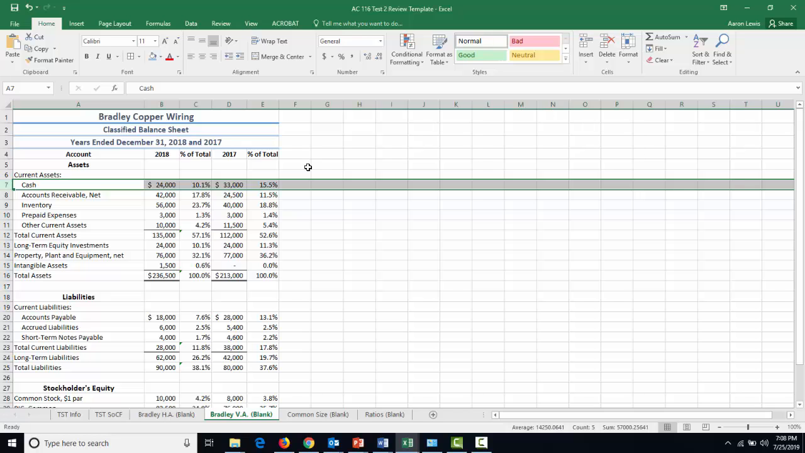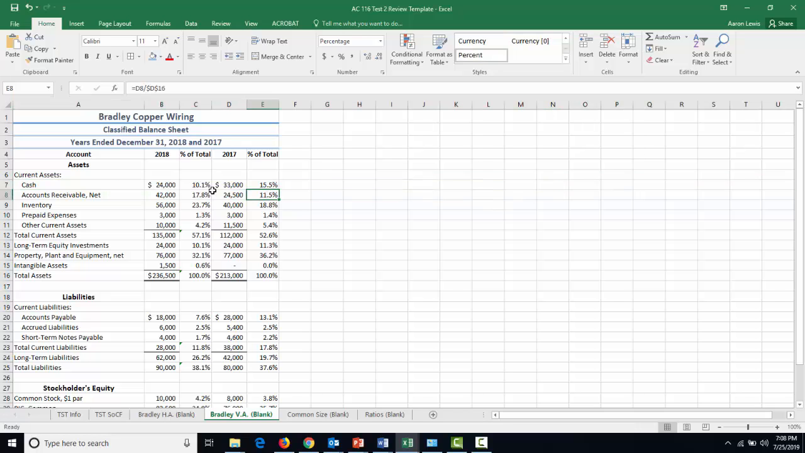Our accounts receivable has increased greatly from 2017 at 11.5% to 17.8% in the current year. That could be a sign that our company is having issues collecting on our receivables from the people that we are selling to, so it's something to keep an eye on. In inventory, that increased greatly as well, from 18.8% of our assets to 23.7% of our assets. Maybe we're having issues moving inventory, or maybe we simply produce too much inventory for our market demand.